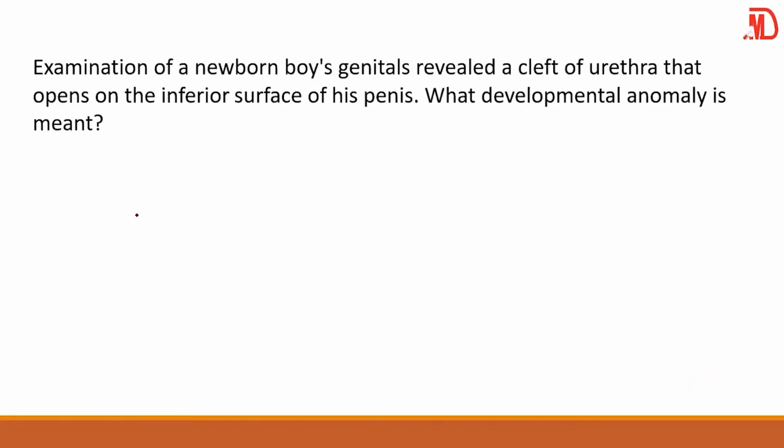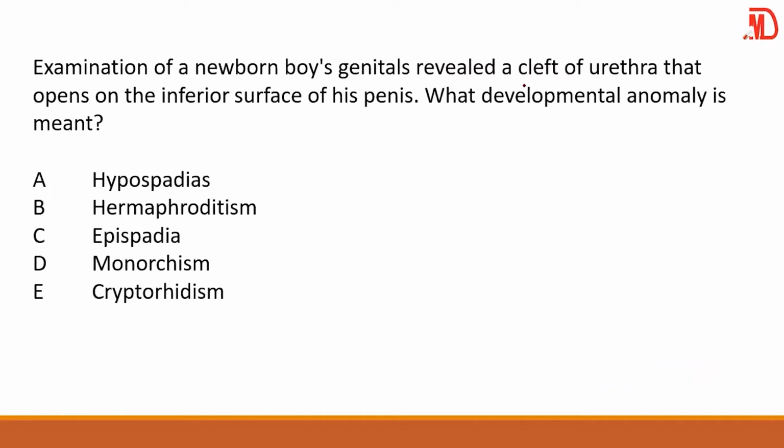Examination of a newborn boy's genitals revealed a cleft of urethra that opens inferior to his penis. Inferior, guys, inferior. What developmental anomaly is it? Now, if they tell you it is inferior, or the cleft of the urethra, that is the opening of the urethra where urine passes. If they tell you it is inferior to the penis, that should tell you that this person has developed a condition called what? Hypospadia.